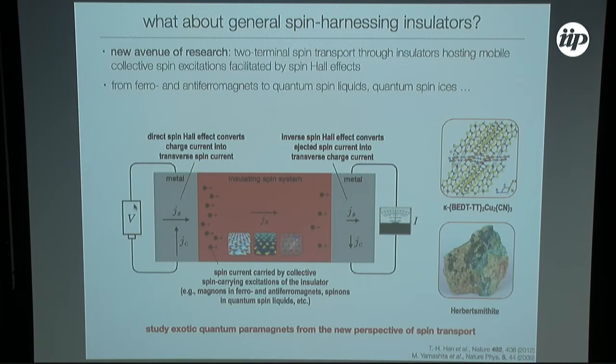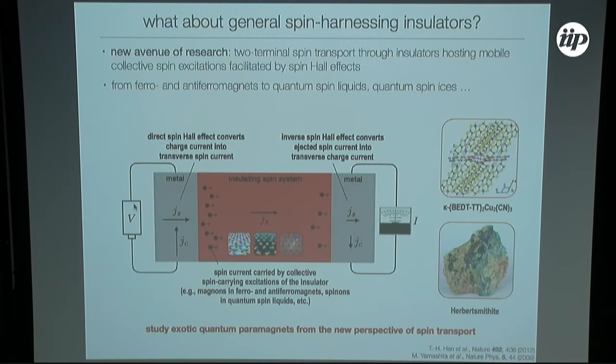One area in particular, we can study maybe two-terminal spin transport through more exotic magnets like quantum spin liquids and quantum spin ices. And there are some material candidates which are popping up. But I think this field is still controversial, so it would be nice to look at these types of systems from a new perspective of spin transport. So that's the general motivation.